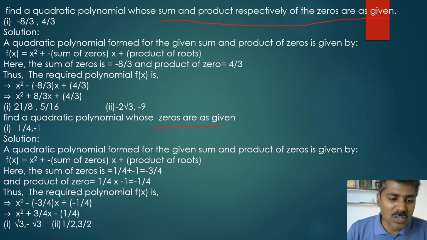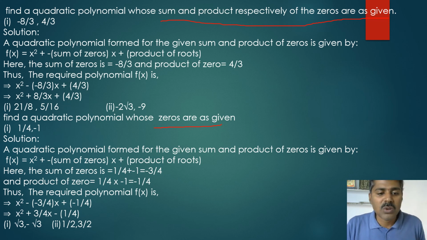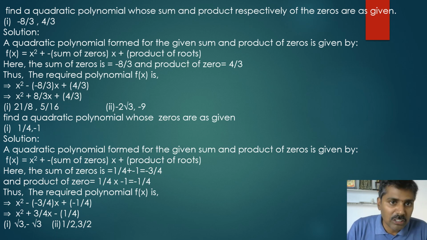And for practice you can do some problems. Root 3 is one zero, minus root 3 is the other zero. 1 by 2 is one zero, and 3 by 2 is the other zero. So these are the things which you have to practice in quadratic polynomial problems, and these are important from the public examination point of view.